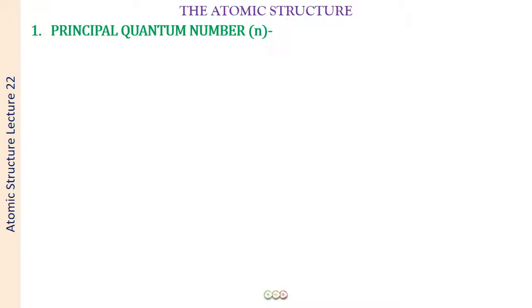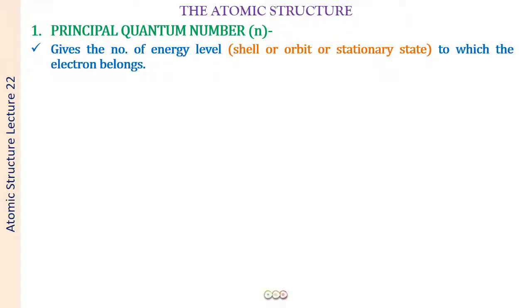So, the first is the principal quantum number, which is designated by the letter n, and you all have been studying about this n for quite some time now. What is this n? Yes, this is the Bohr's orbit number. So n gives us the number of the energy level, the shell or orbit or stationary state as we may call it, to which the electron belongs, right?